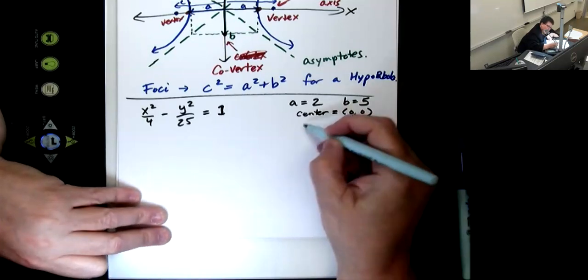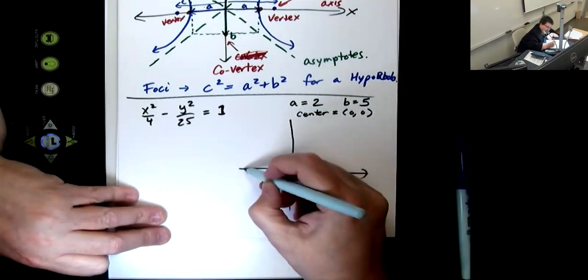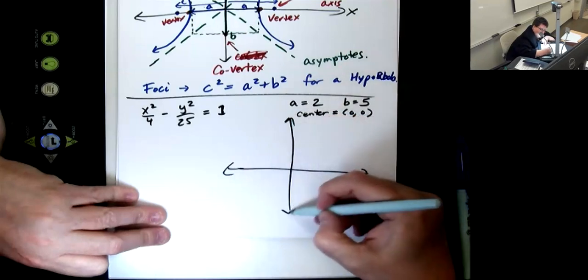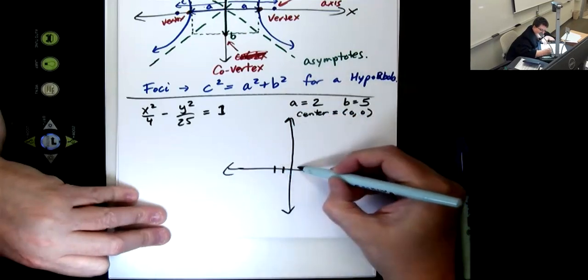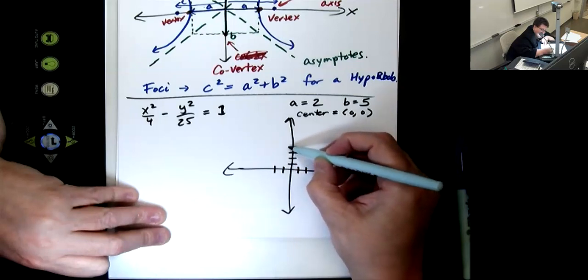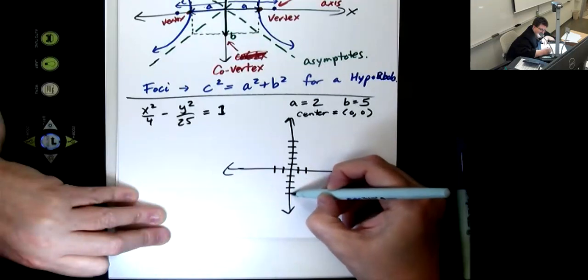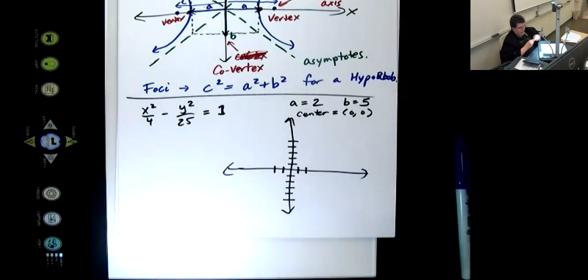All right, so what you do is we go to 0, 0. We count out 2 in the left and right direction, 5 in the up and down direction. And we make a box.